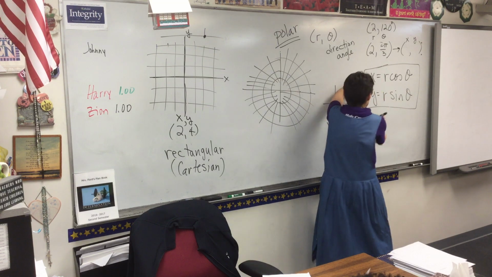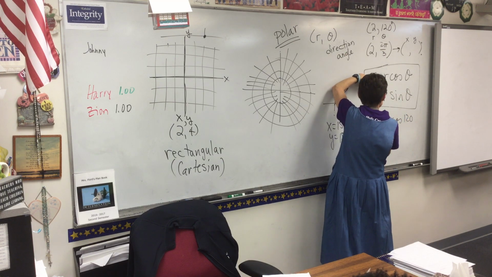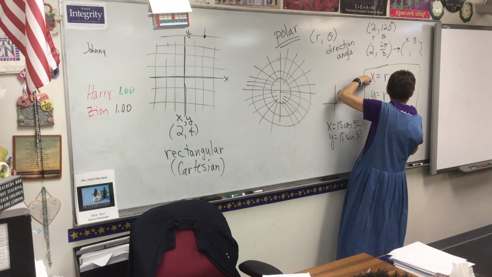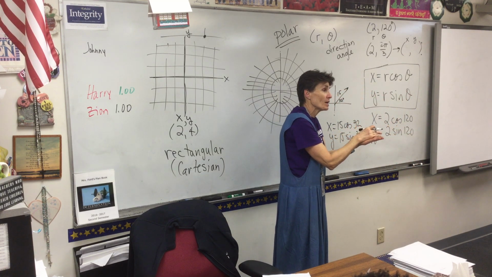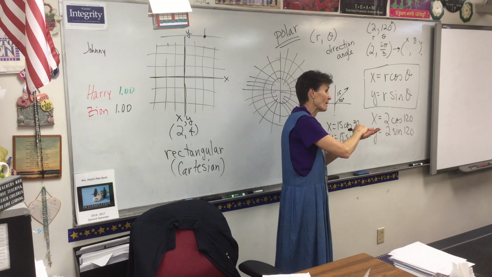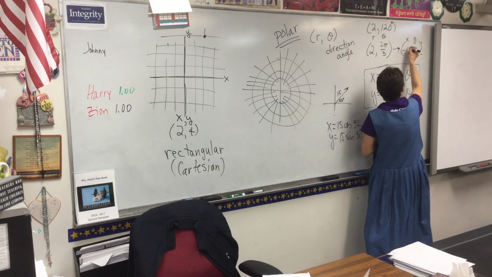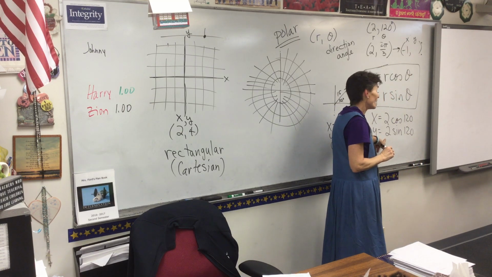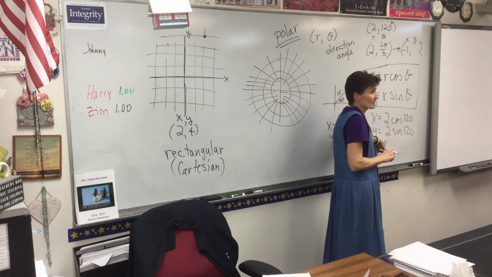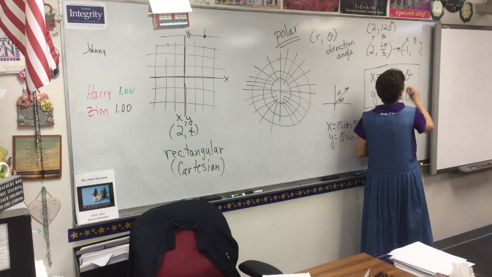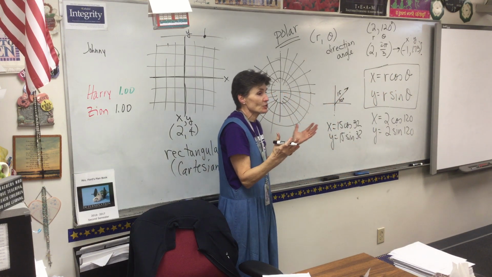So what's X? X is 2 cosine 120. What's Y? 2 sine 120. I type those into my calculator. I don't have to change any signs. I don't have to worry about anything. Whatever it says is the answer. So I think X is -1, and Y is 1 point, what's the sign? 1.73. And that's it. That's all there is to it.